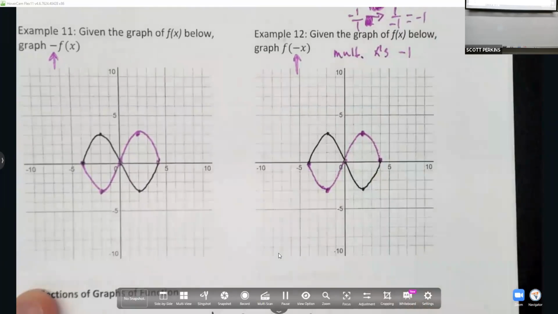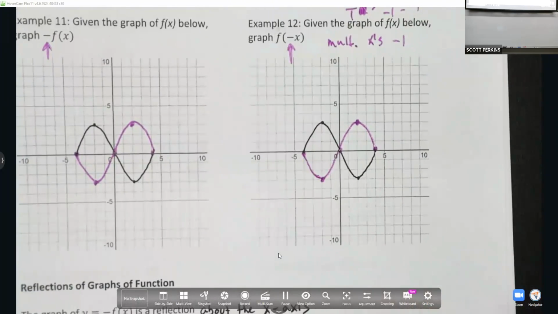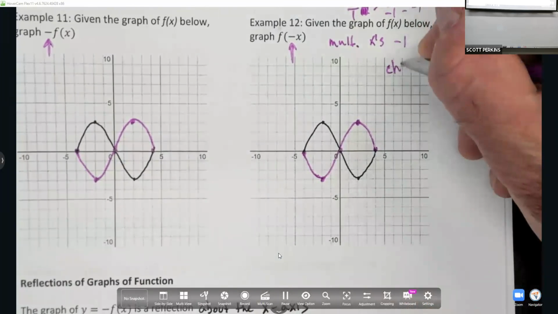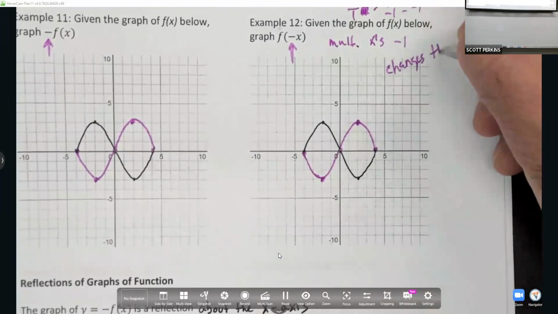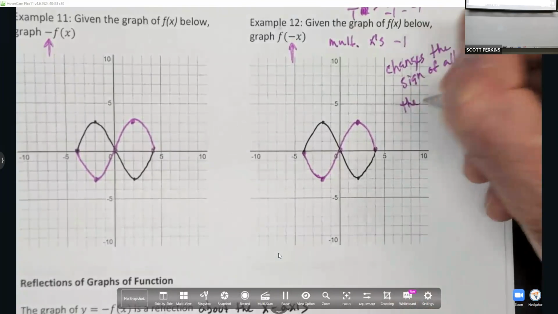And again, I'm sorry, I should have picked a different graph. I'll know better for next semester, but that doesn't help you now. Okay, so what this does, and I'm just going to write it up here, this changes the sign of all the x values.